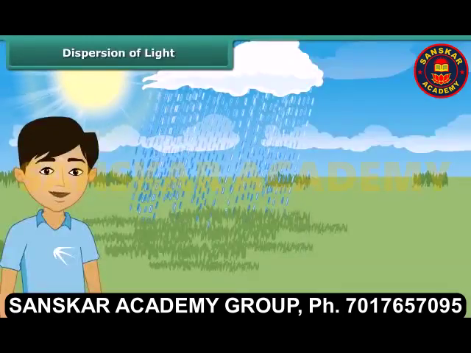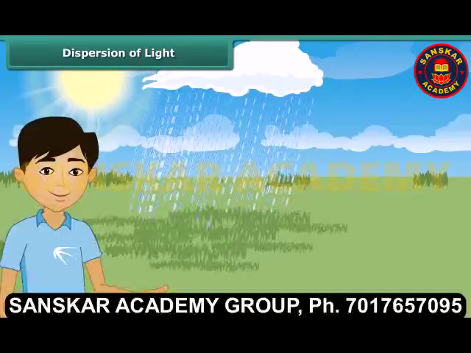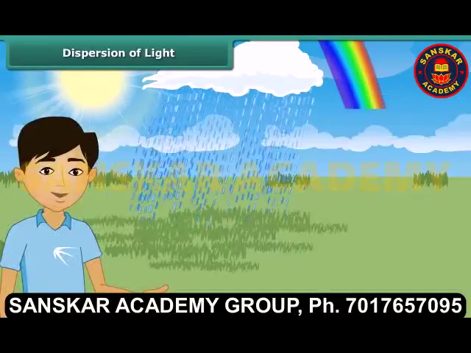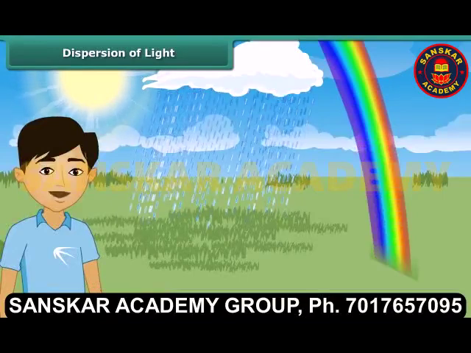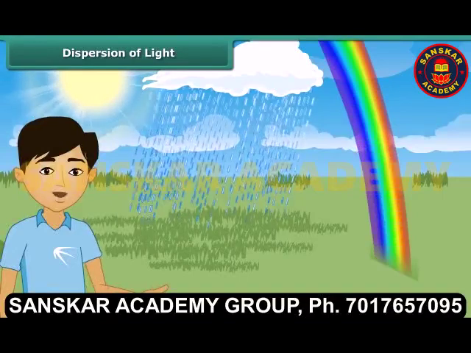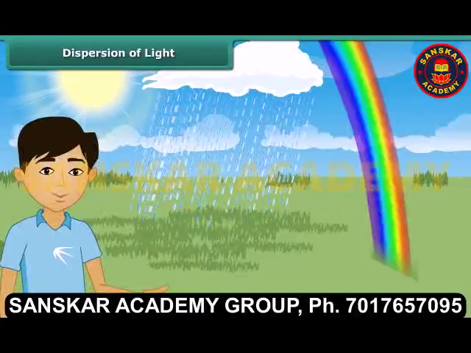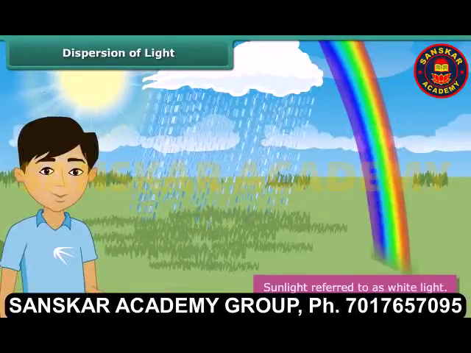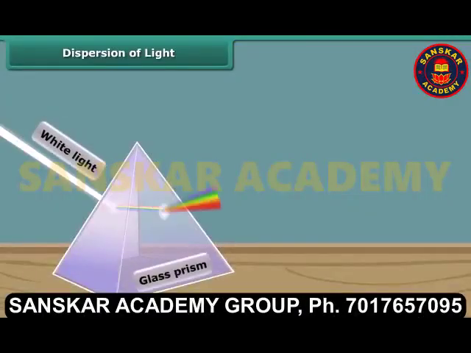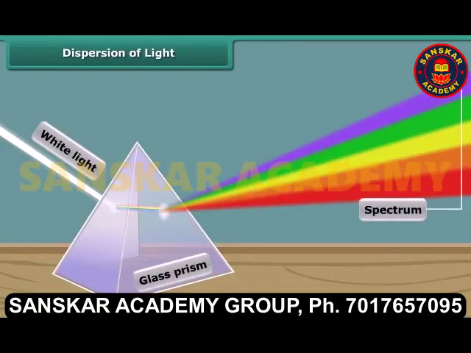What do we observe in the sky after rainfall? Yes, a beautiful multiple-colored rainbow. But where did all these colors come from? We know that the sunlight is referred to as white light. When this light passes through a glass prism, the light splits into 7 colors.